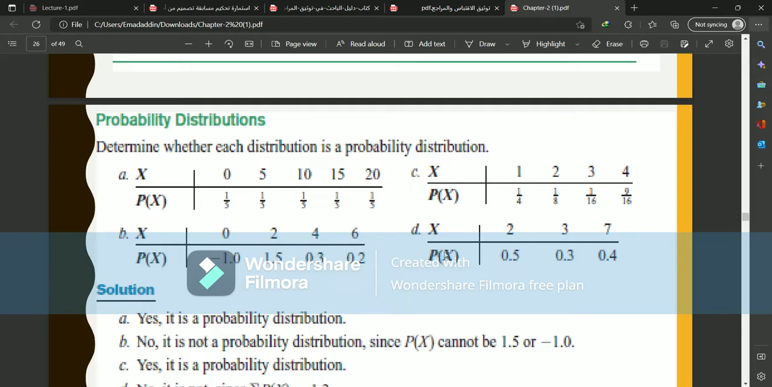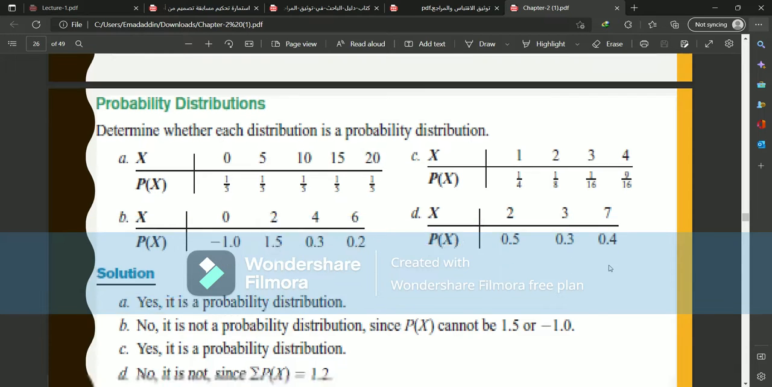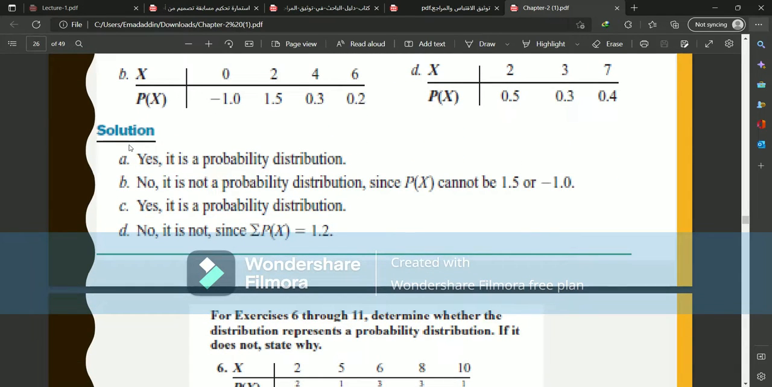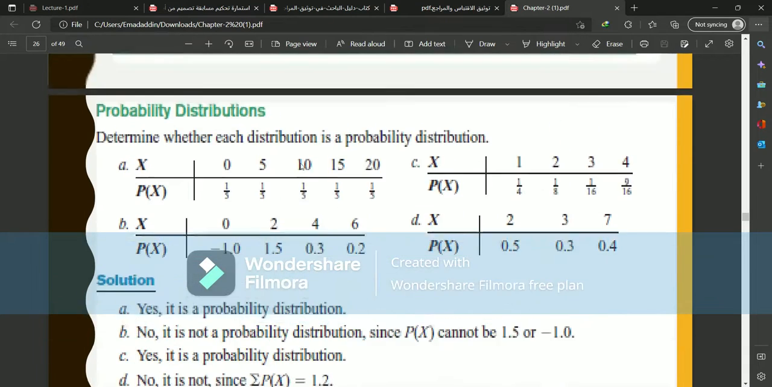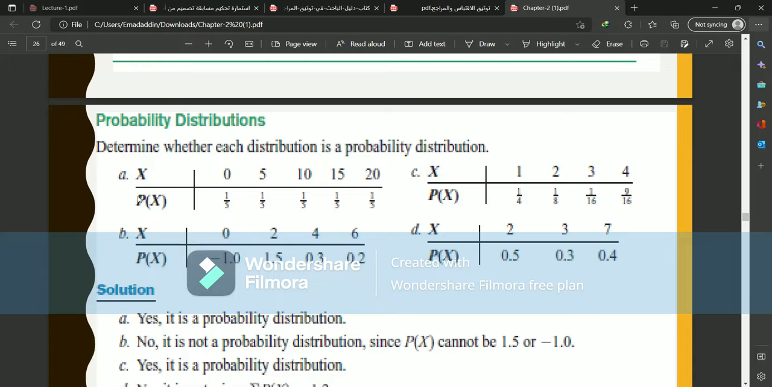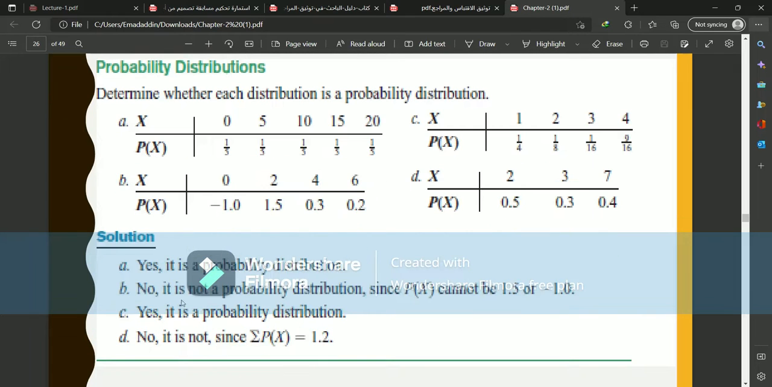D, x and P(x): 2, 3, 7, 0.5, 0.3, 0.4. Solution: yes, it's a probability distribution, since all the P(x) are the same. No, it's not a probability distribution, since P(x) cannot be 1.5 or less than 0, like negative 1. We have negative 1 and we have 1.5. C, yes, it is a probability distribution.